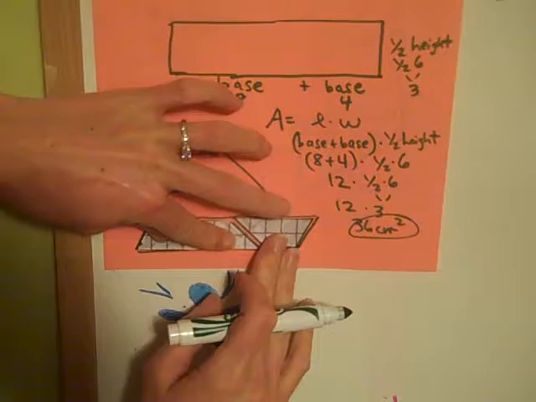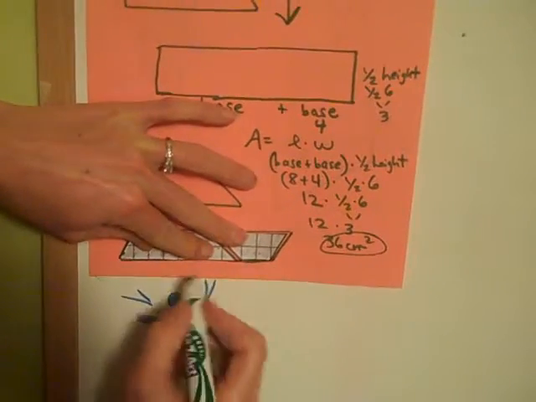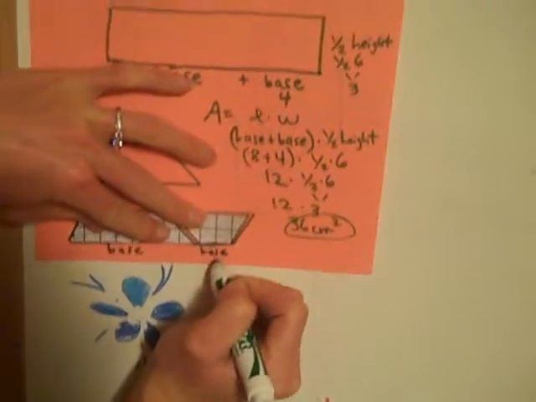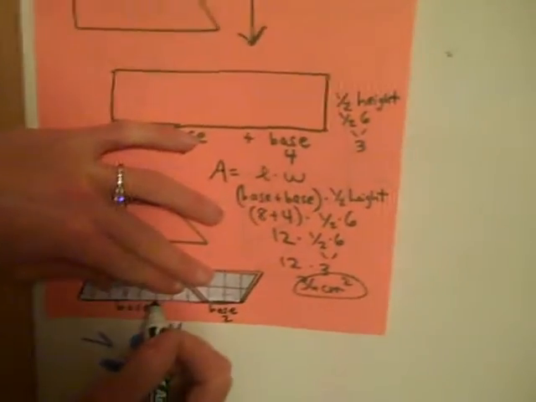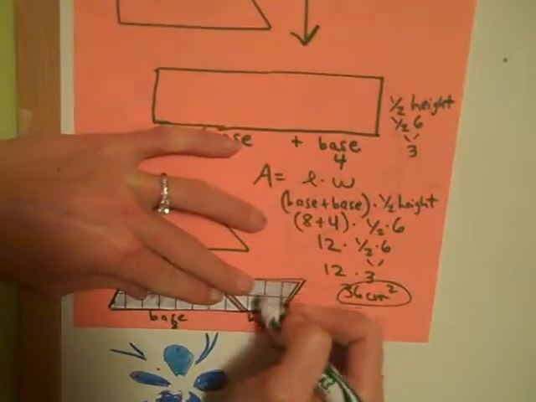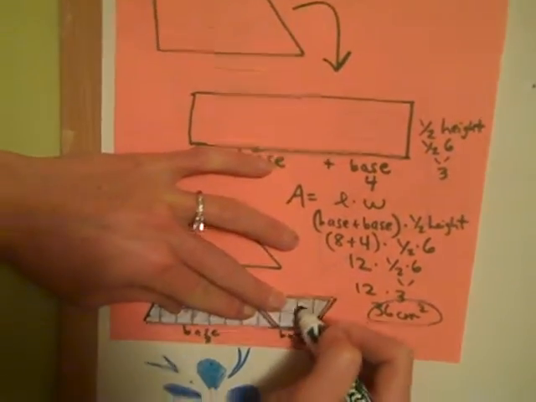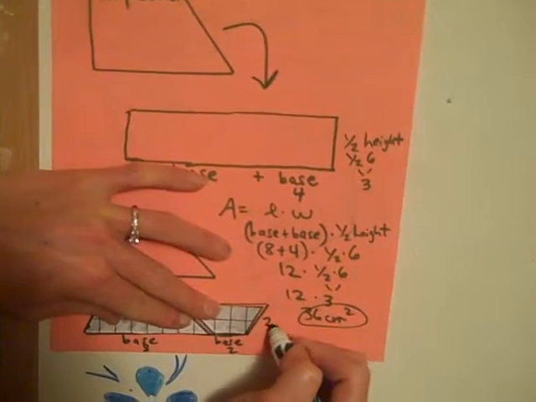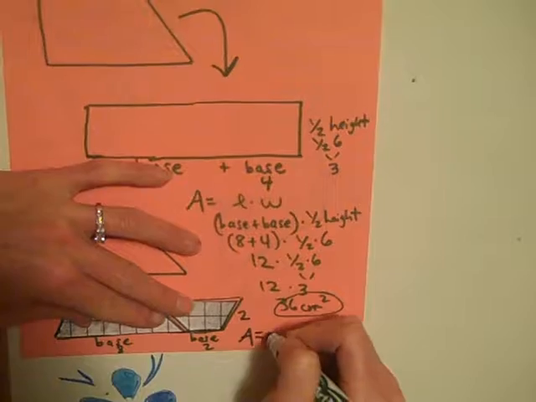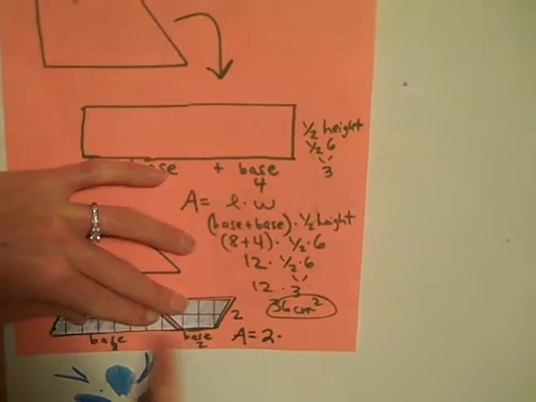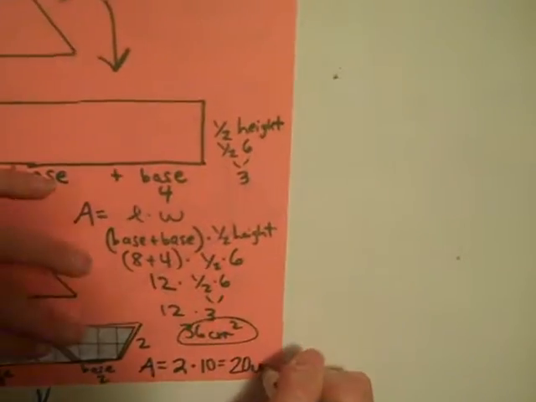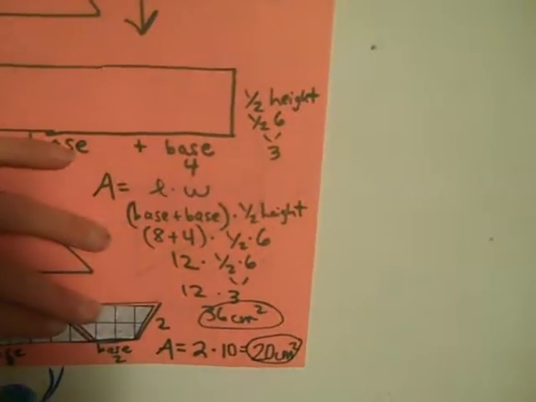So do we still have as our base the two bases added together? Yeah, we have base plus a base. So that was a 2, and this is 1, 2, 3, 4, 5, 6, 7, 8. And then we took the height and cut it in half. So our height of this trapezoid is 1, 2. So the area of this trapezoid, half the height, which is 2, times the bases added together, which is 10. So it has 20 square centimeters.